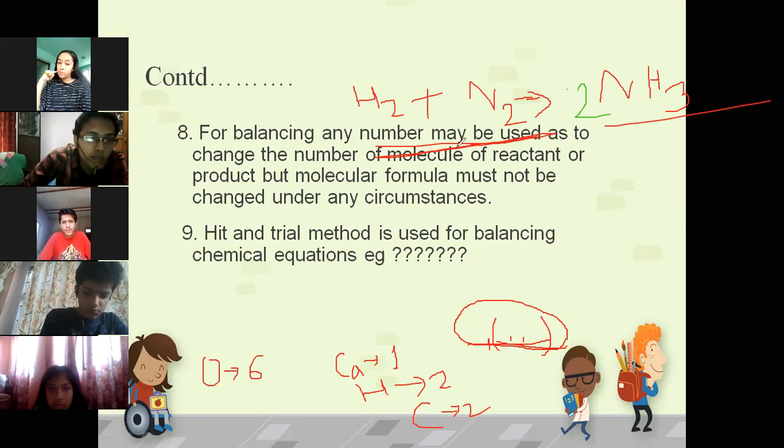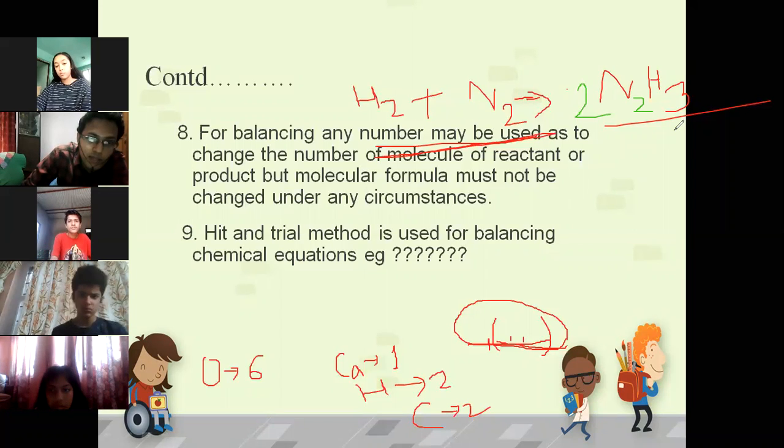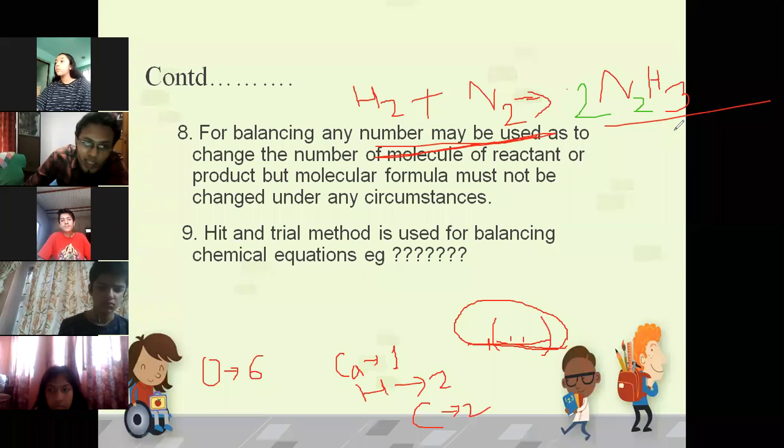So nitrogen will be balanced, but what I did is I changed the number of molecules. If you put the number here, it will be 2 molecules of ammonia. You cannot put 2 as a subscript, like N2H3. For the sake of balancing it may look like 2 nitrogen, but by putting the number there you completely change the molecular formula, which is not possible. You cannot change the molecular formula. NH3 is ammonia, N2H3 is not ammonia, so you cannot change that.